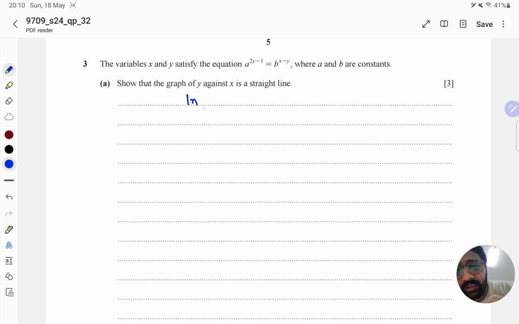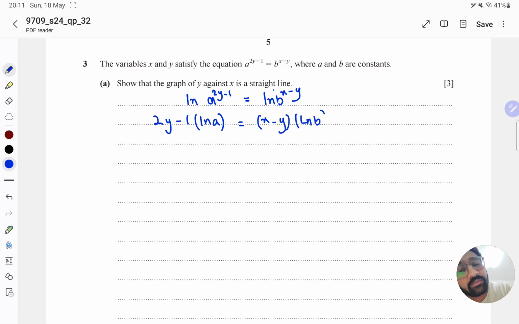So we will have ln a^(2y-1) = ln b^(x-y). The power will come before the log: (2y-1) ln a = (x-y) ln b. Now we'll do the expansion. So it will be 2y ln a minus ln a equals x ln b minus y ln b.